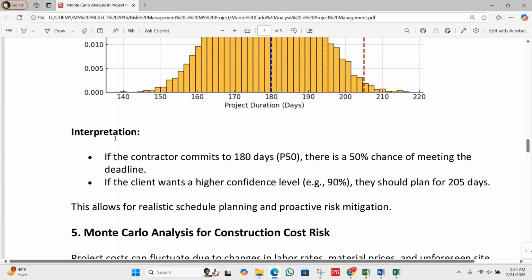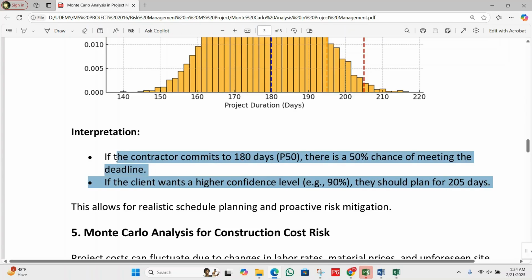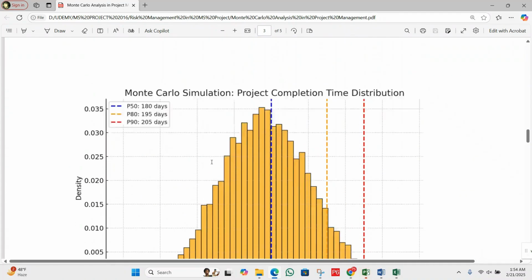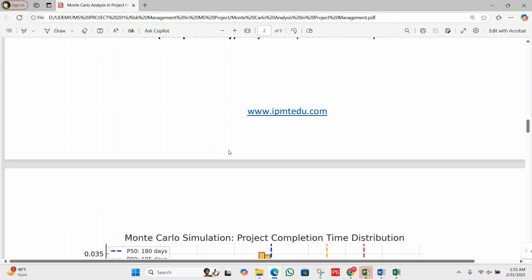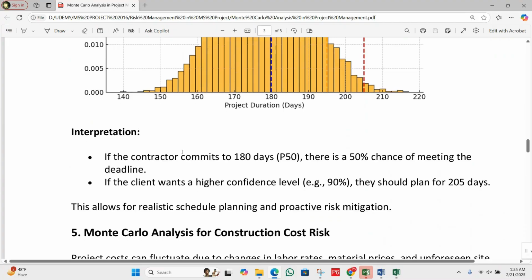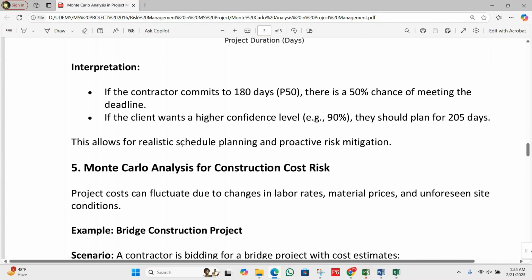Actually, interpretation: if the contractor commits to 180 days, at a probability of 50%, there is a 50% chance of meeting the deadline. If the client wants a higher confidence level, for example 90%, they should plan for 205 days. So I hope it is clear from the graph and from this data. This allows for realistic schedule planning and proactive risk mitigation.